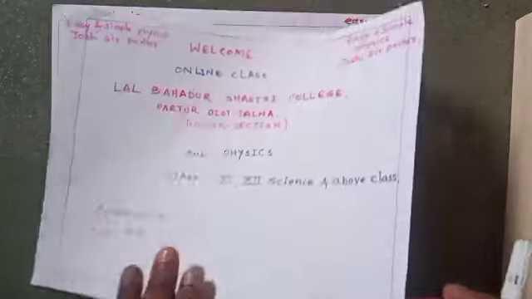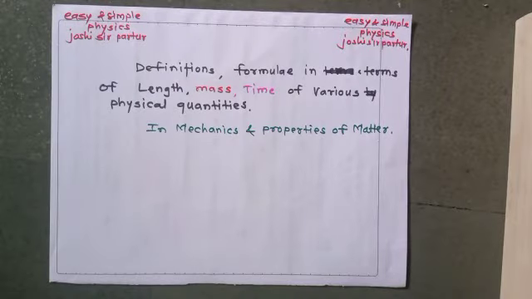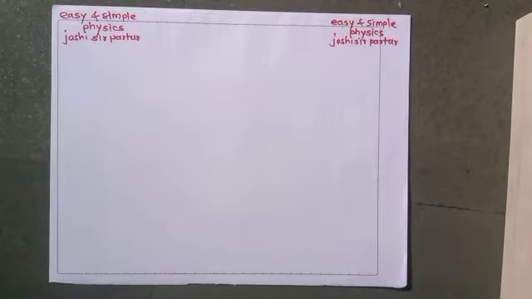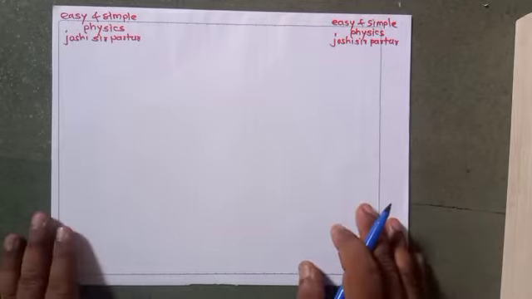Today we will learn some definitions and formulas, in terms of length, mass, and time, of various physical quantities in mechanics and properties of matter. First of all, we see the physical quantity area.